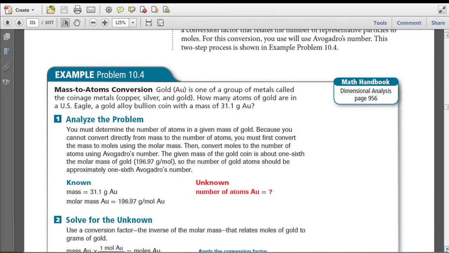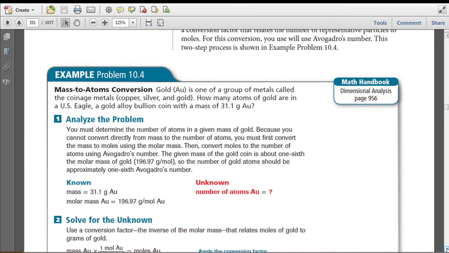Let's look at example 10.4, mass to atoms conversions. Gold is one of a group of metals called the coinage metals, which consist of copper, silver, and gold. How many atoms of gold are in a U.S. Eagle, a gold alloy bullion coin with a mass of 31.1 grams of gold?